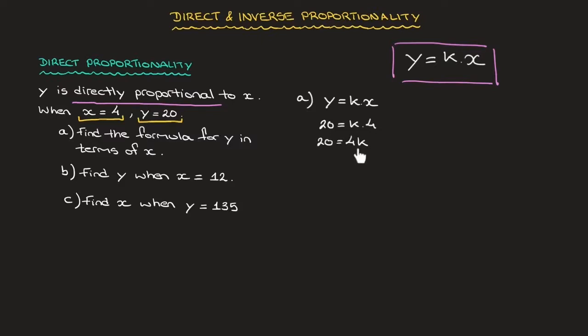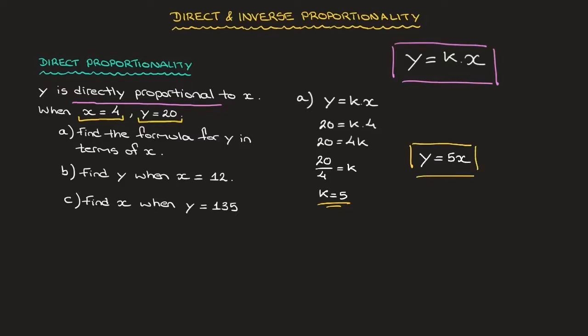Now, since we have 4k on the right-hand side, I'm going to divide both sides of this equation by 4. And that leads us to 20 over 4 equals k. And since 20 divided by 4 is equal to 5, that leads to 5 is equal to k, or simply k is equal to 5. And we now know the value of the constant of proportionality. And using that, we can now state that y is equal to 5x. And that's the formula for y in terms of x.